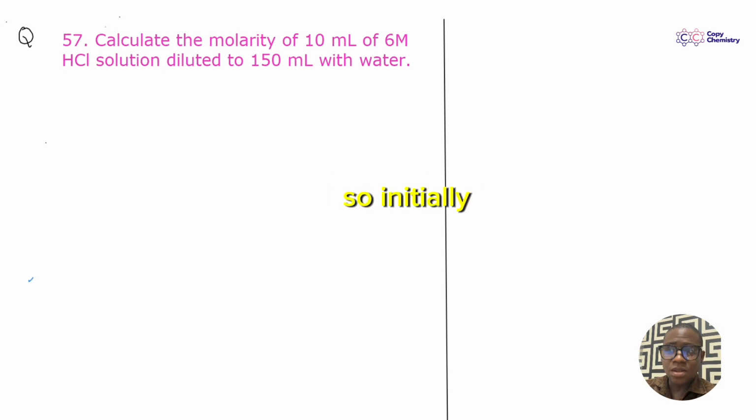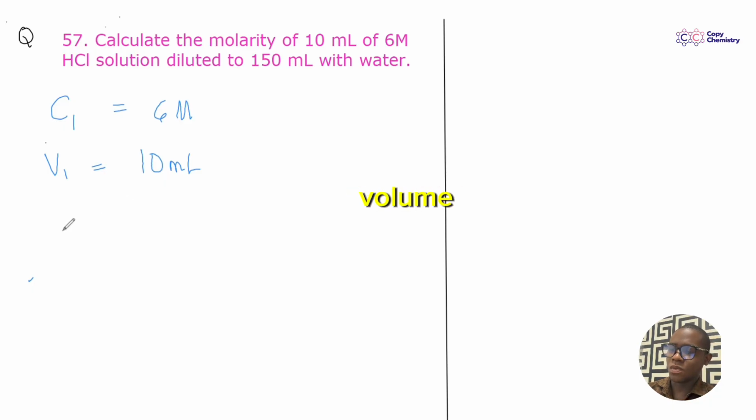So initially, there is a concentration of that solution. Let's call it C1. That's the initial concentration of the solution. It's 6 molar. Molar there is mole per dm cube. So that is your concentration. Okay. What is the initial volume of that solution you're dealing with? The initial volume is 10 milliliters. That's the initial volume. Now, the final concentration is basically what they're asking us to get here.